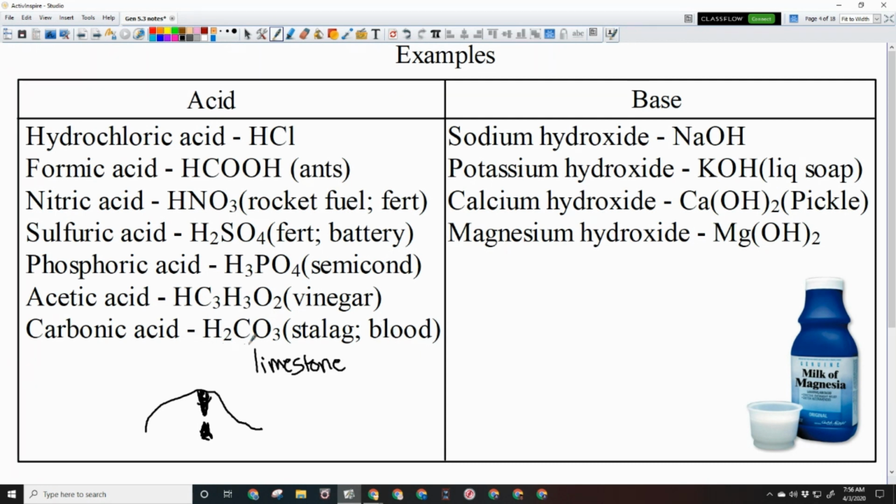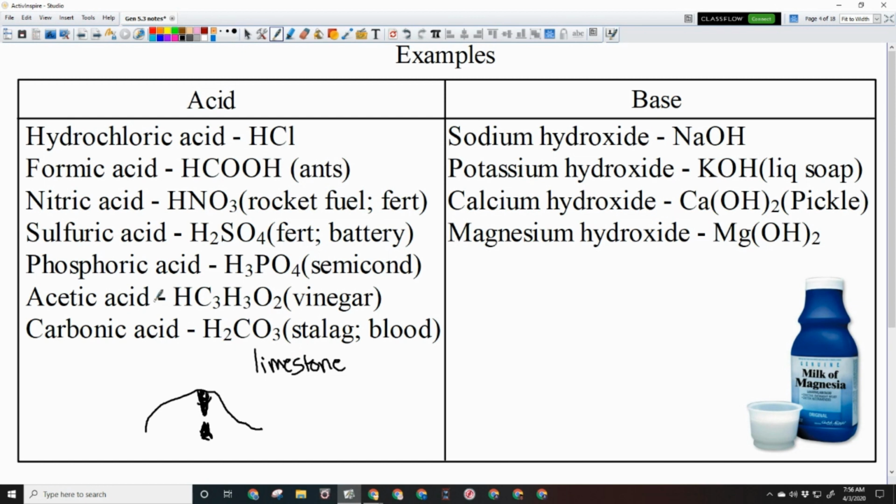Carbonic acid is also a component in your blood. It is an acid that regulates the carbon dioxide in your blood, and it also works to keep your blood pH levels, or the level of acid that's in your blood, at a normal, manageable level.